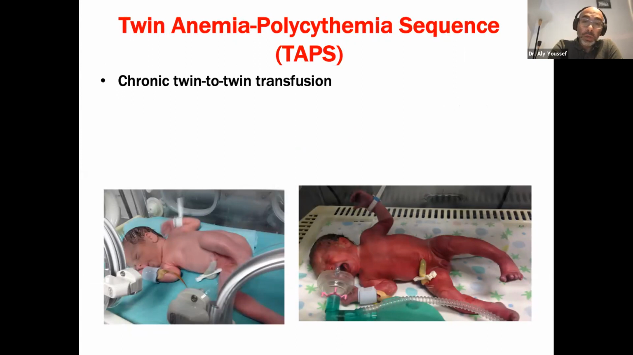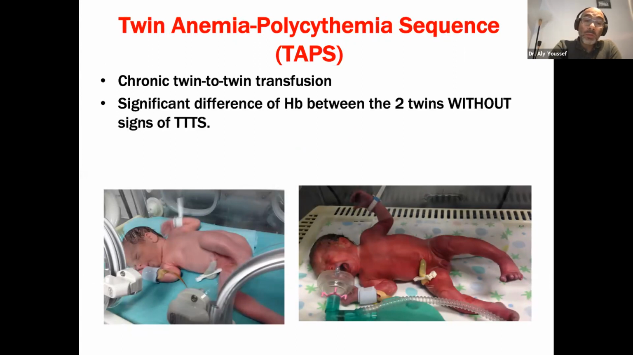Another specific complication of the monochorionic twin is the twin anemia polycythemia sequence. This is different from twin-to-twin transfusion, because in twin-to-twin transfusion there is a hemodynamic imbalance between the two fetuses, but the hemoglobin of the two fetuses is the same. There is a circulation of blood through large anastomoses between the two fetuses, so it's diluted, and the hemoglobin concentration is the same in the two fetuses, although there is a hemodynamic imbalance.